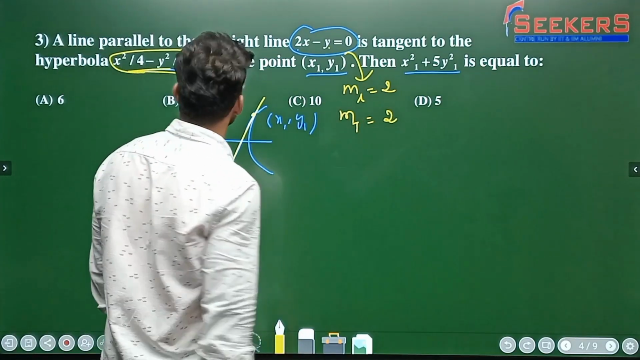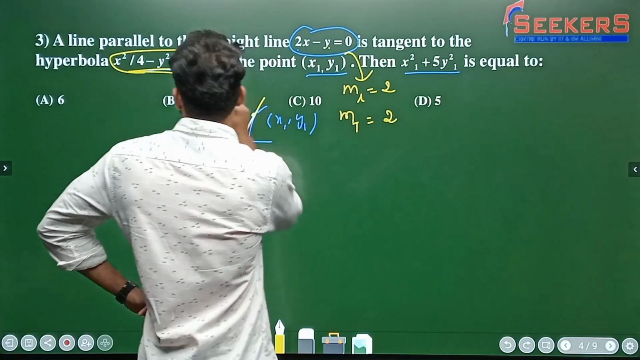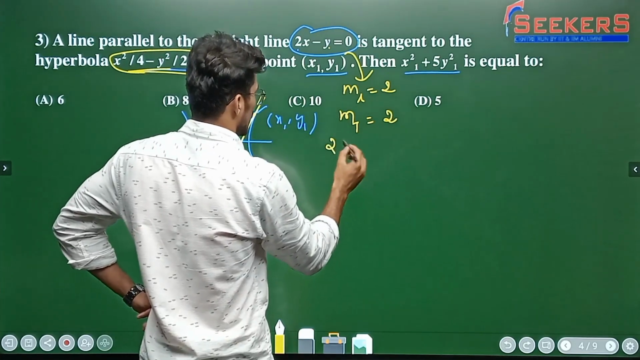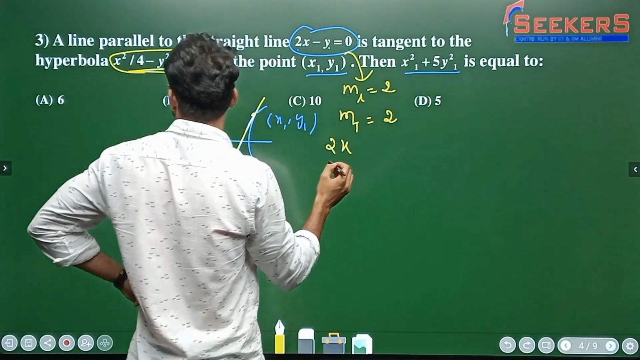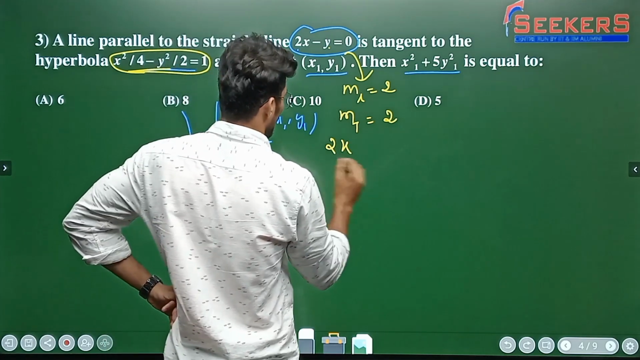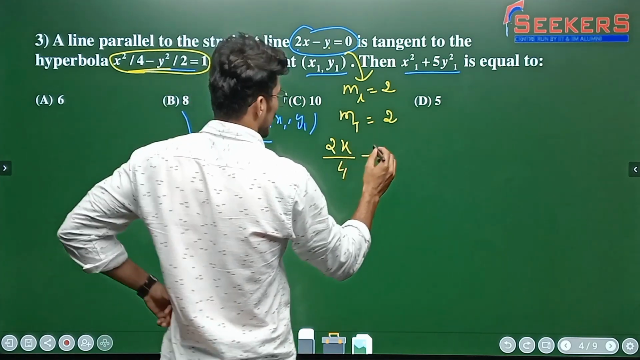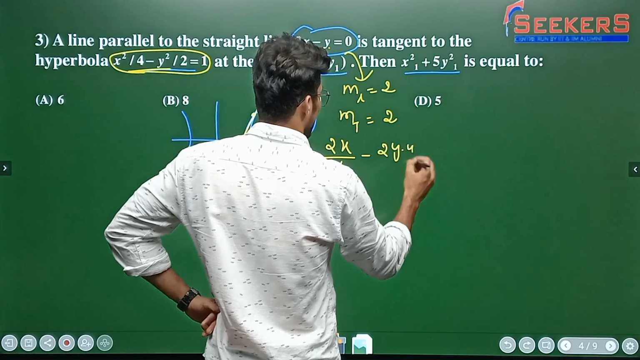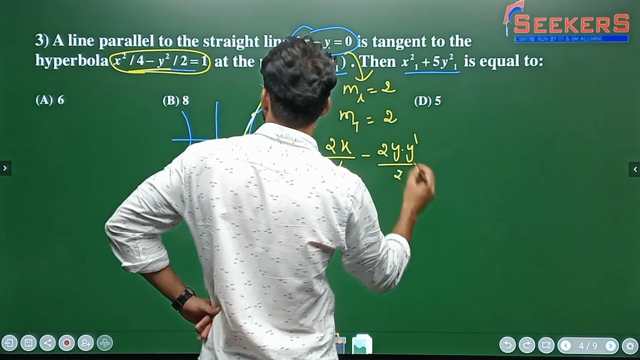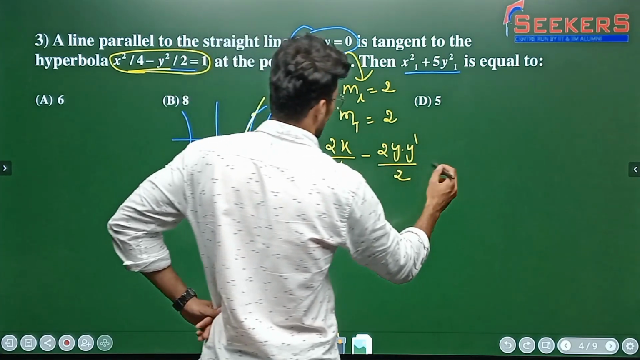So now, what is dy by dx for this hyperbola? Tell me. The derivative of x square is 2x, so 2x by 4 minus the derivative of y square, which is 2y into y dash, by 2, is equal to 1.